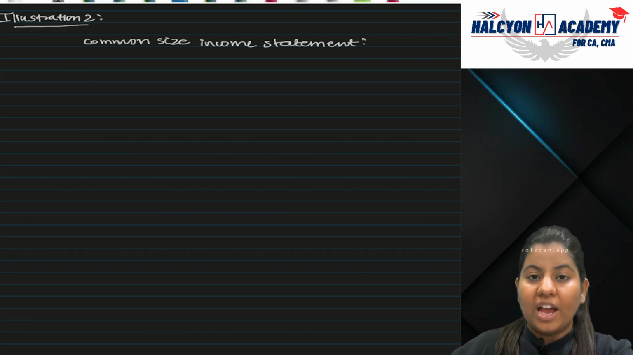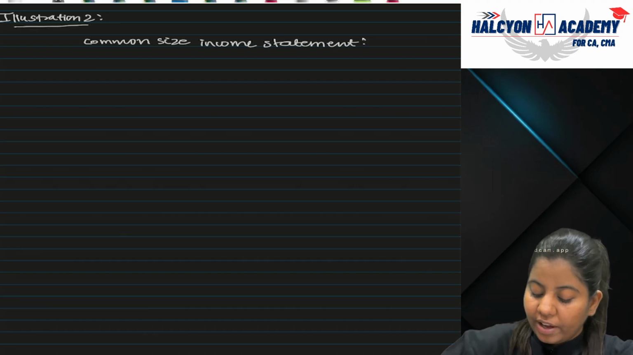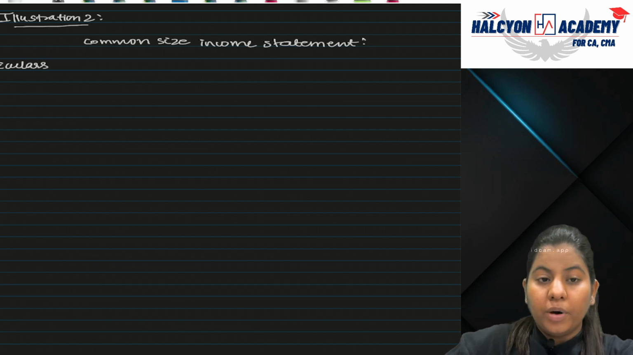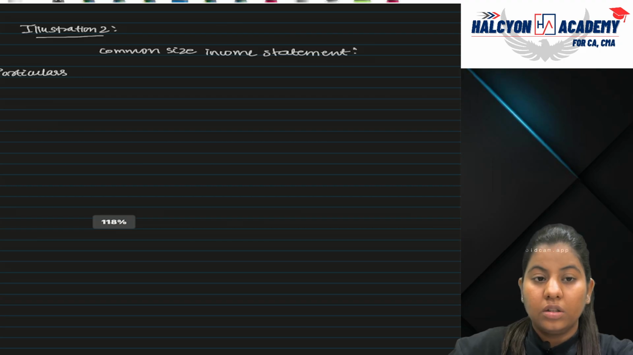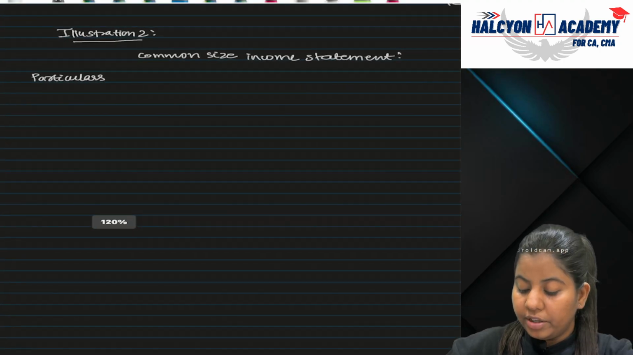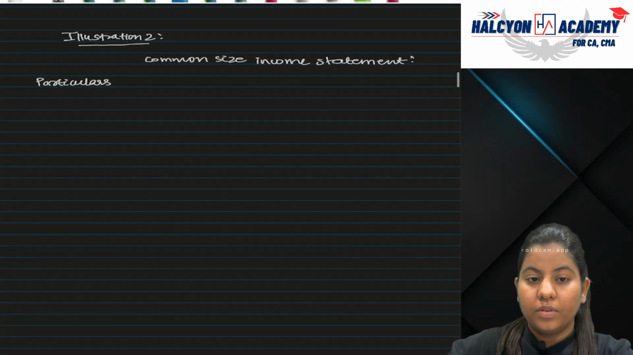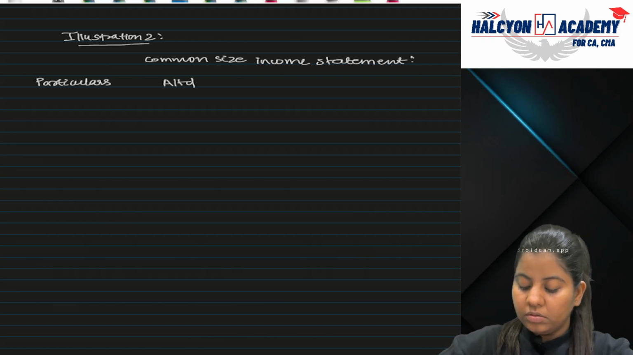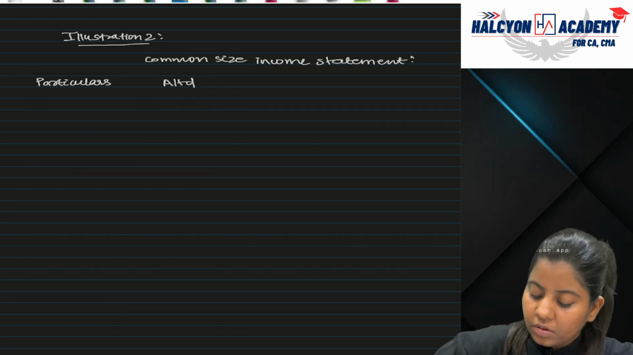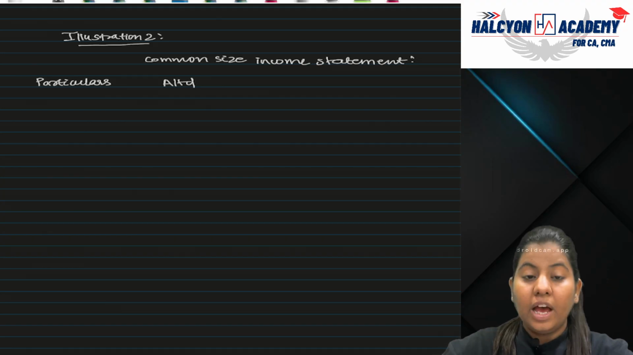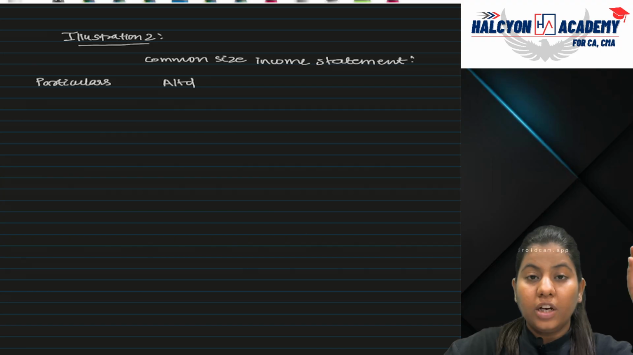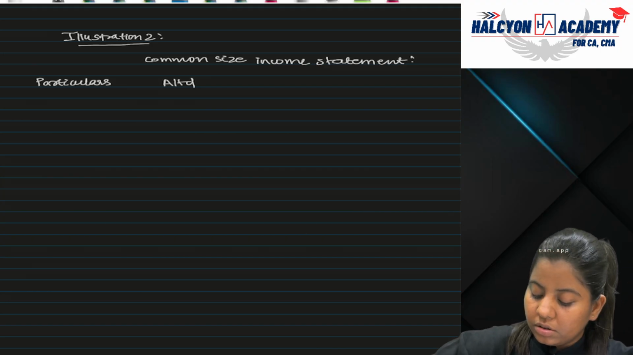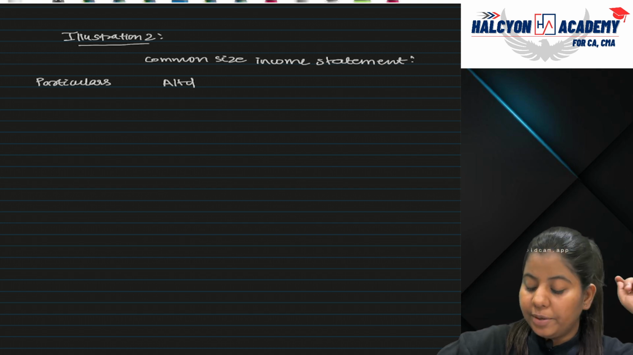So you have to make 5 columns. The first one will be particulars. Then A Limited. Here we have to insert the figures of the income statement of A Limited.